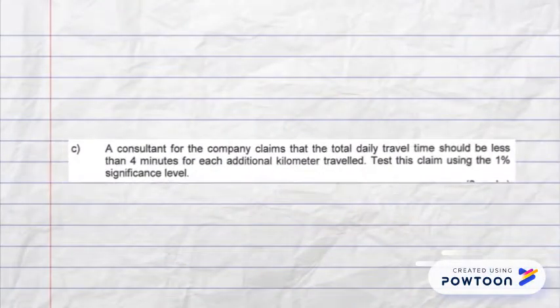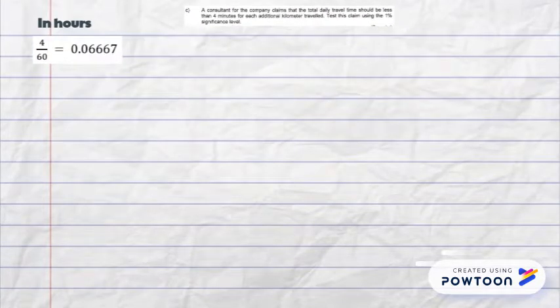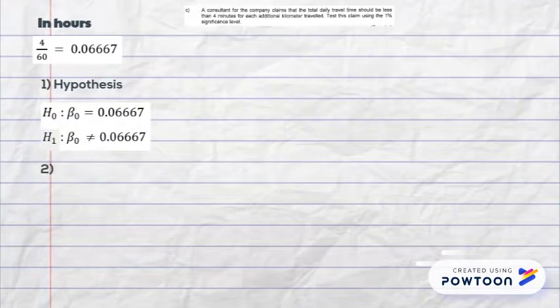Question 3C asks us to test the claim of the consultant for the company, that the total daily travel time should be less than 4 minutes. First, we need to divide 4 by 60. The value we get is 0.0667.